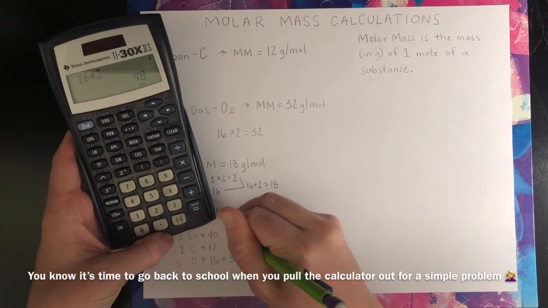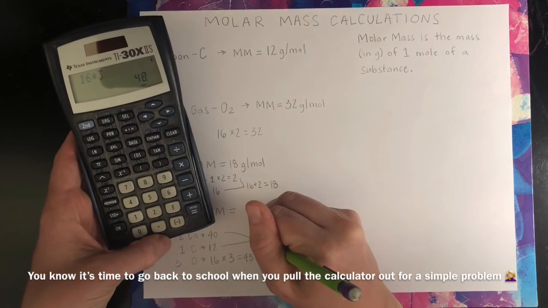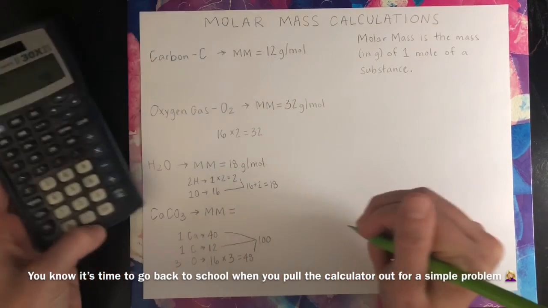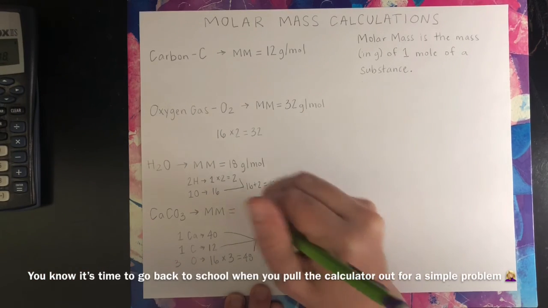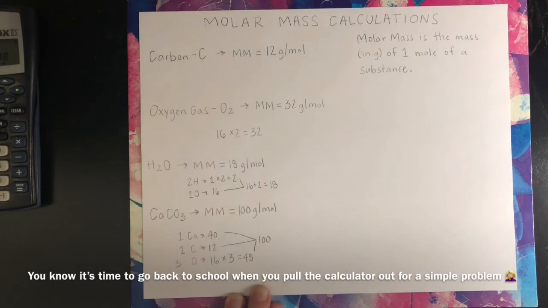And then we add 40, 12, and 48. And we actually get a grand total of 100. So our molar mass is 100 grams per mole. And that's how you calculate molar masses.